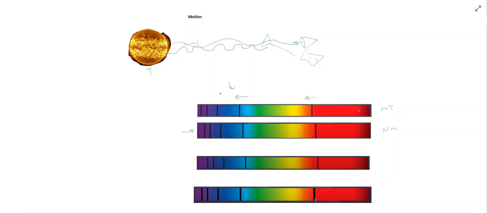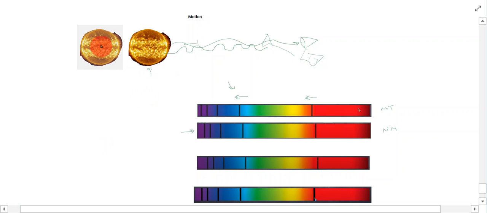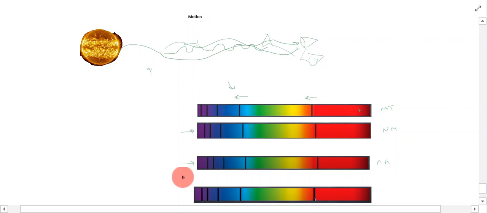Now the opposite happens. If this star is moving away in the opposite direction, the wavelengths are going to get longer, and you will get this kind of setup here. So this is moving away, and you get what's known as a redshift. These absorption lines actually start to move to the right.